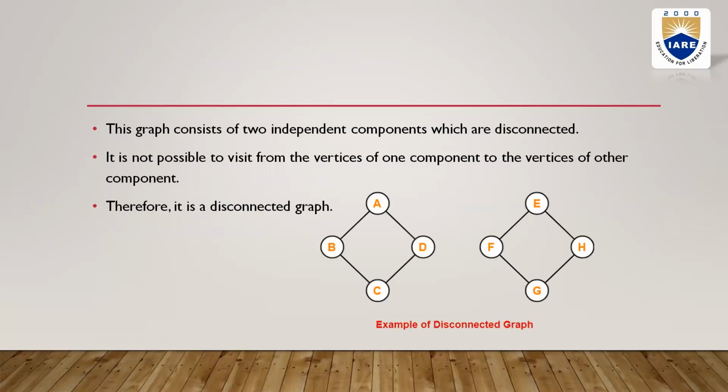Now we'll see an example. Look at this graph. This graph consists of two independent components which are disconnected because it is not possible to go from a vertex of one component to a vertex of the other component. So therefore it is a disconnected graph.